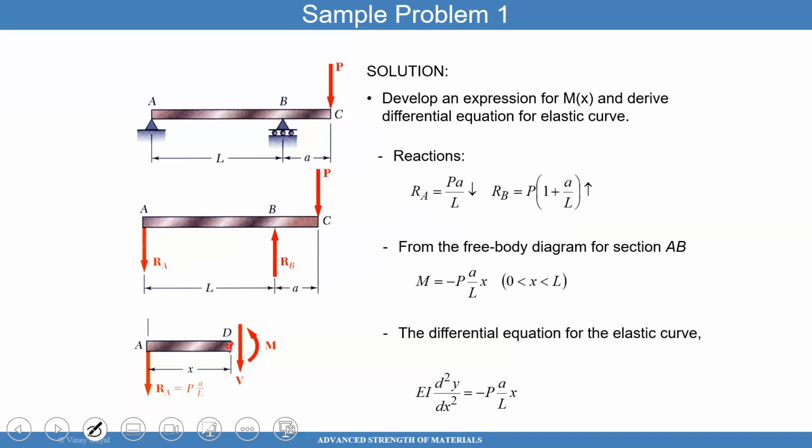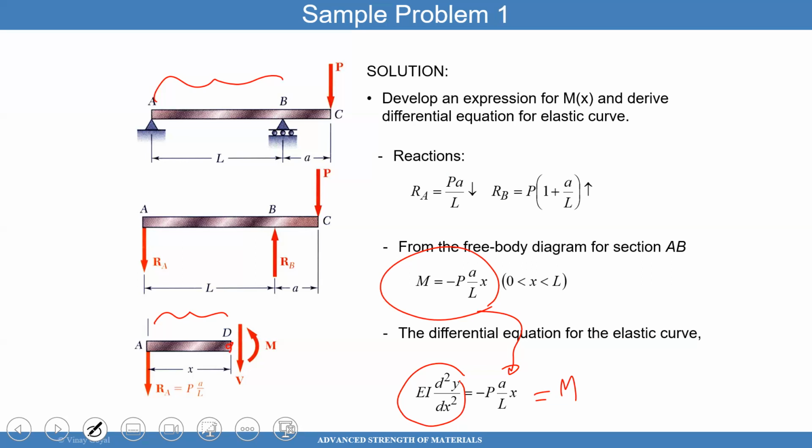So that gives me P times A over L times X. And that's that moment there between 0 and L. So between these 2 points, A and B. And so now that I know that the moment is that much, I plug that in here, recalling that moment is also equal to EI y double prime. We derived that equation earlier.